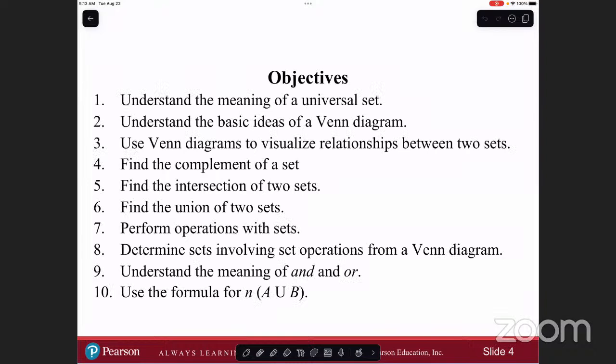So some objectives here. We'd like to understand the meaning of a universal set, understand the basic ideas of a Venn diagram, use Venn diagrams to visualize relationships between two sets, find the complement of a set, find the intersection of two sets, find the union of two sets, perform operations with sets, determine sets involving set operations from a Venn diagram, understand the meaning of "and" and "or", and use the formula for the cardinality of A union B.